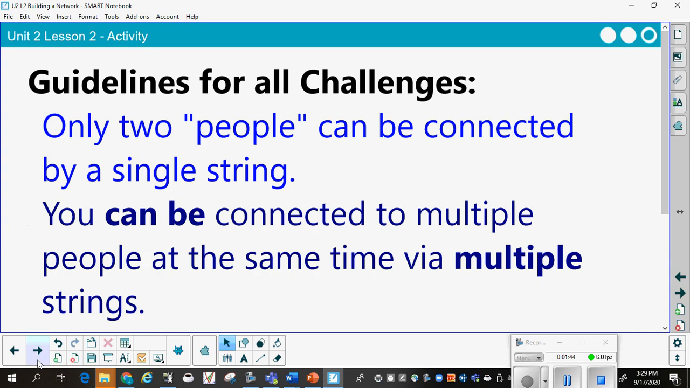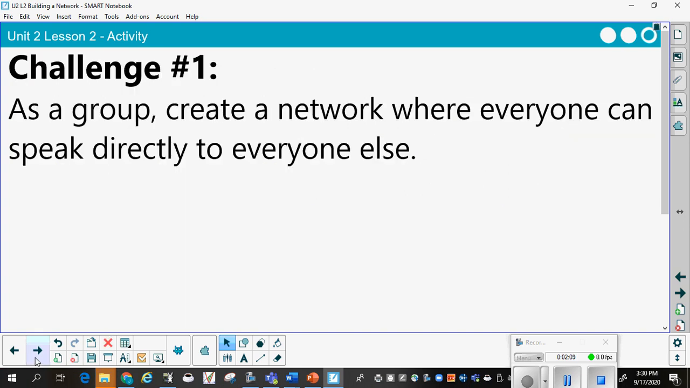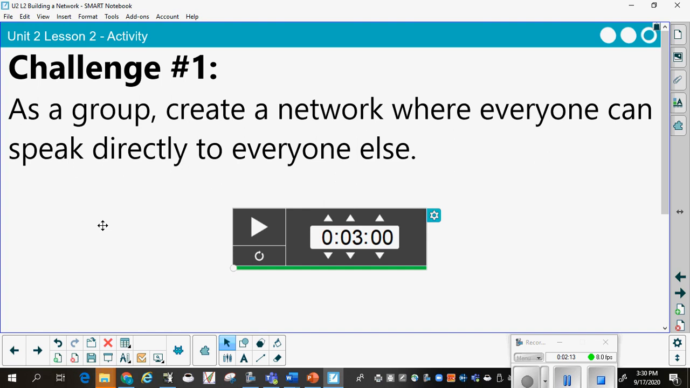Here are the guidelines for all of the challenges that we're going to do in this lesson. Only two people can be connected by a single string. You can be connected to multiple people at the same time via multiple strings. So I can only be connected to one other person with one string, but I can have multiple strings that go to multiple people.